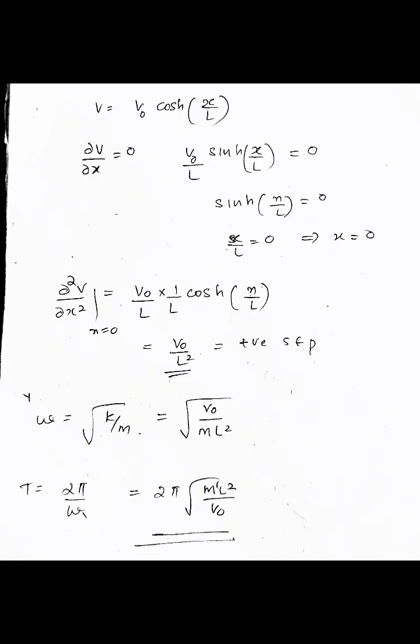Dou square V by dou x square at x is equal to 0 is equal to V naught by L into 1 by L into cosh x by L, that is equal to V naught by L square. This is positive, this is the stable equilibrium point. And we know omega is equal to square root over k by m. This is equal to square root over V naught by m L square. Then T is equal to 2 pi by omega, that is equal to 2 pi into square root over m L square by V naught.